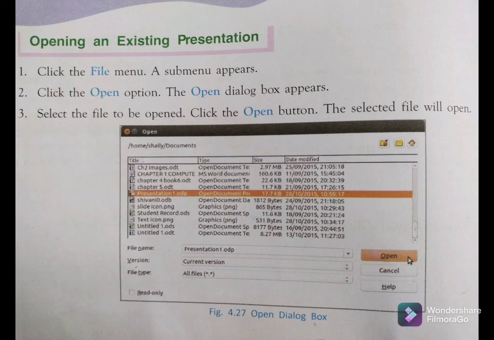The next topic, opening an existing presentation. The first step, click the File menu, then a submenu will appear. The second step, click the Open option. The Open dialog box will appear. Now select the file to be opened.